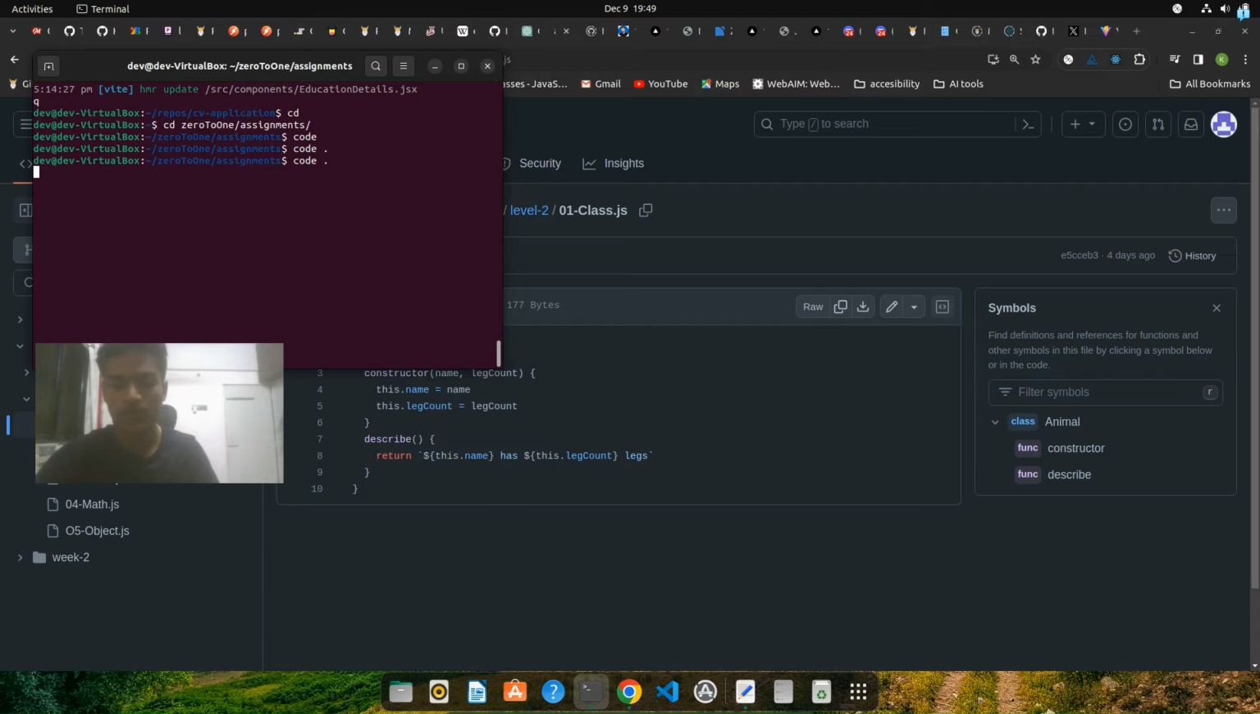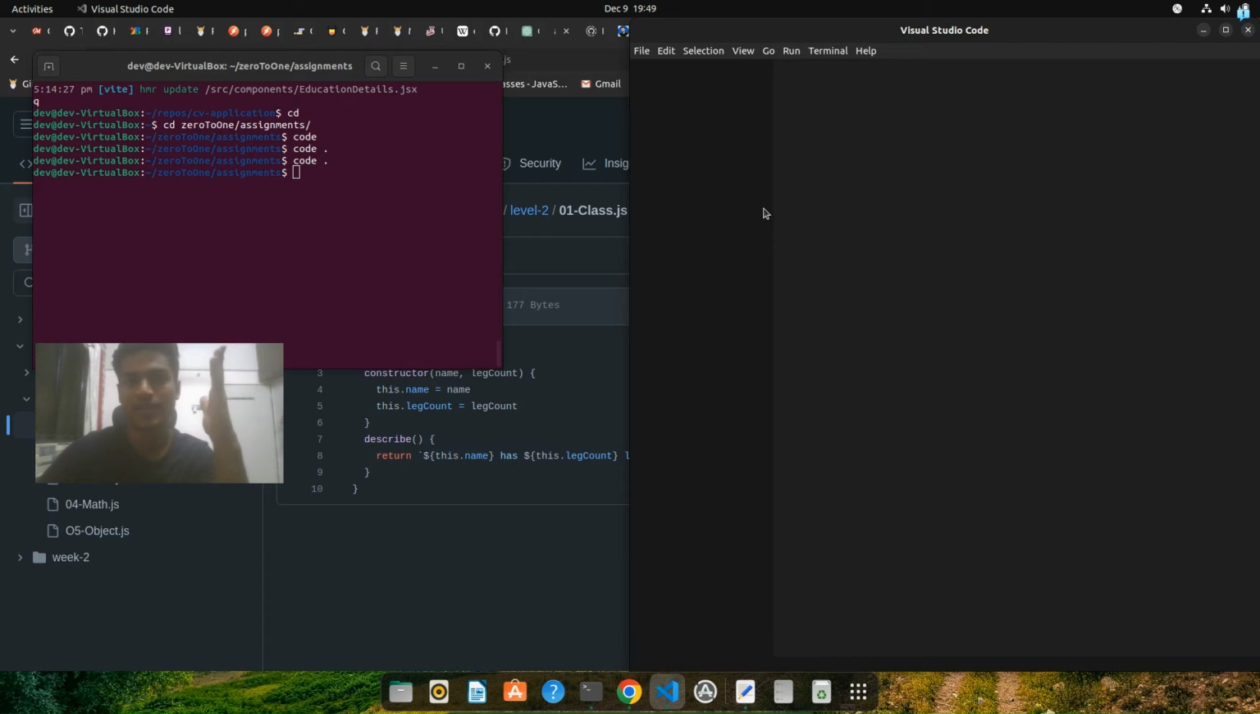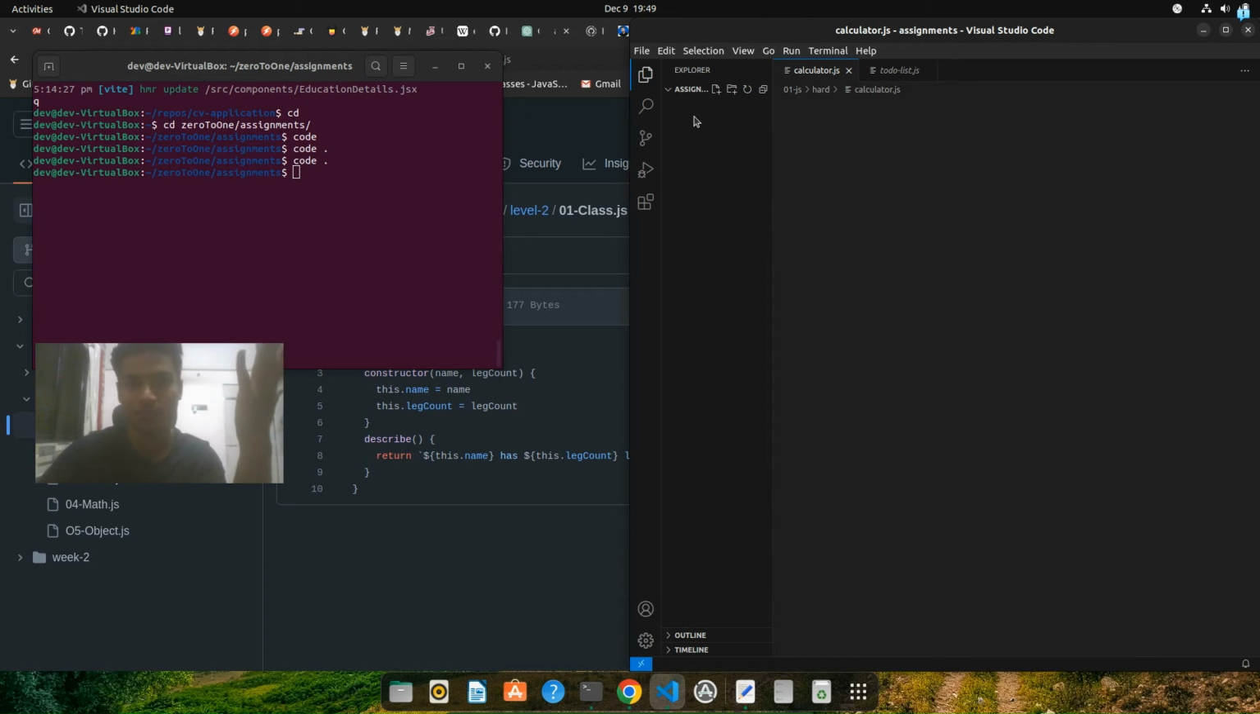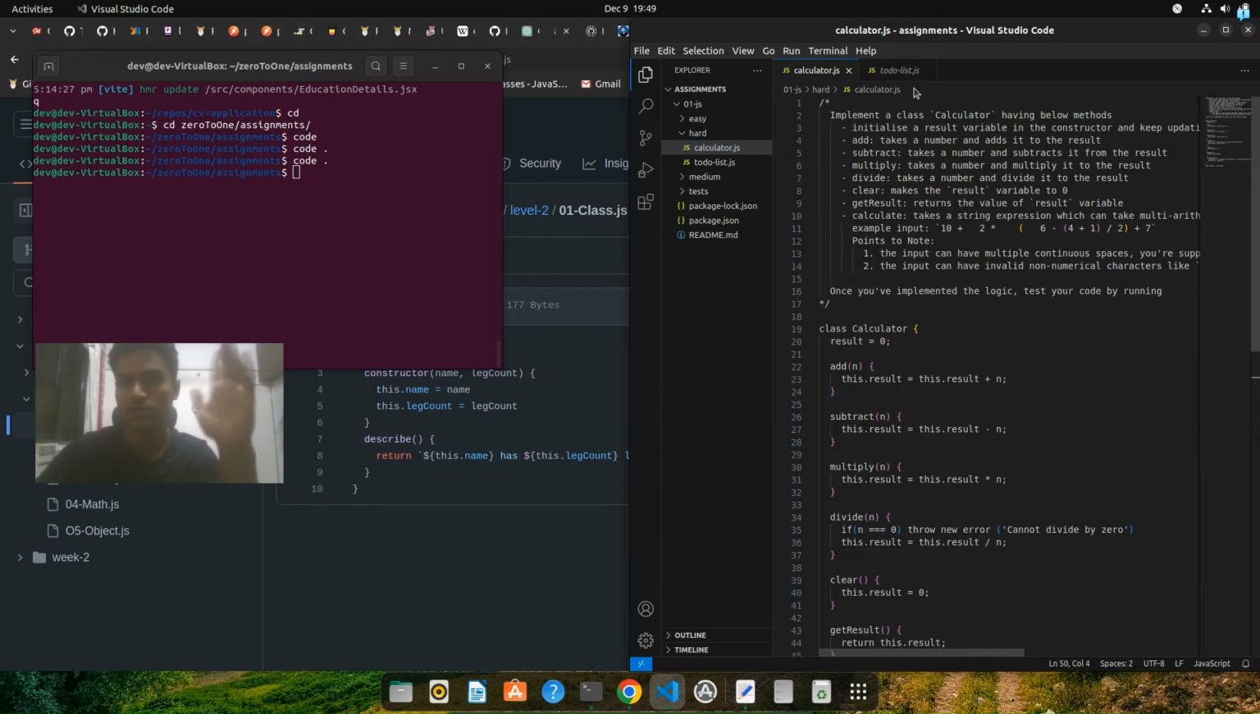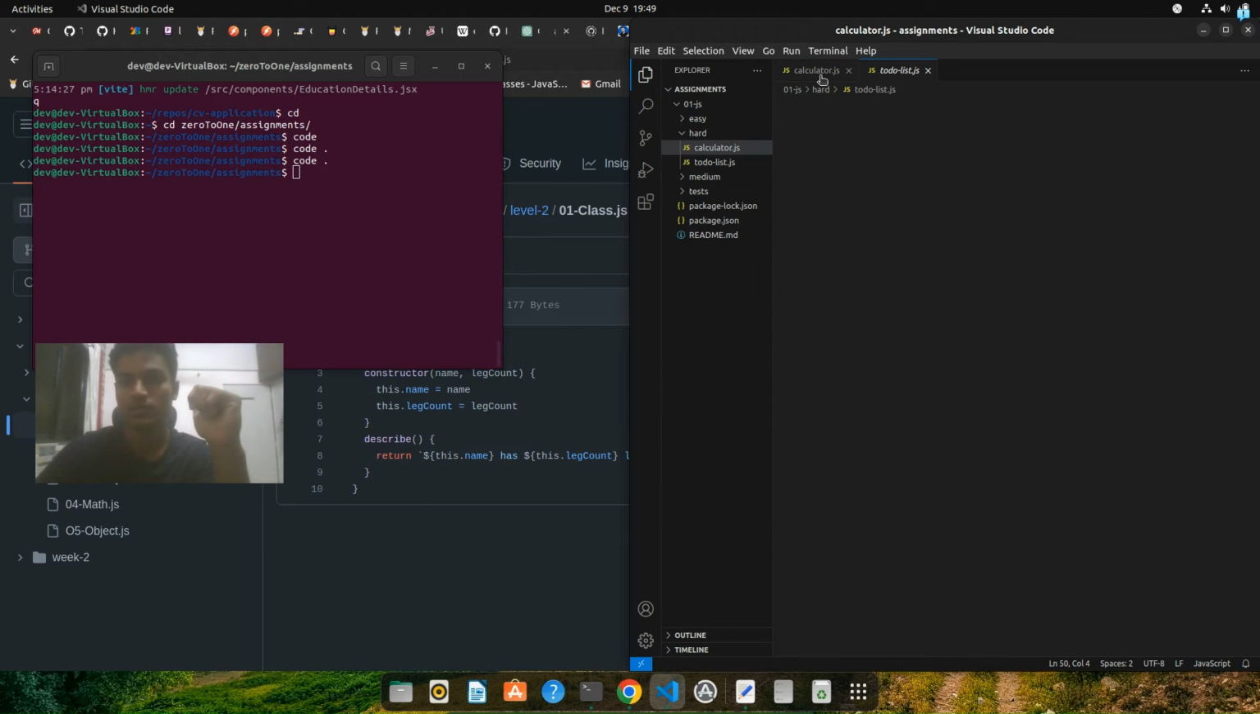The assignments were pretty easy. I just solved the hard ones so that I won't waste my time on things that I have done before. They were pretty easy. I solved these, and they were tested using Jest. I know how Jest works, so it was pretty easy to test.